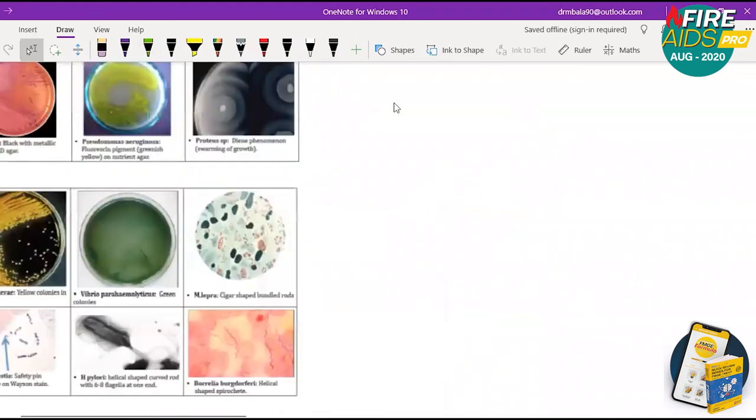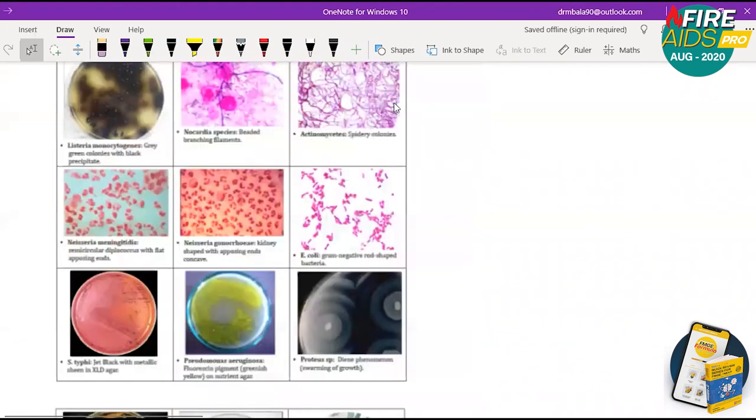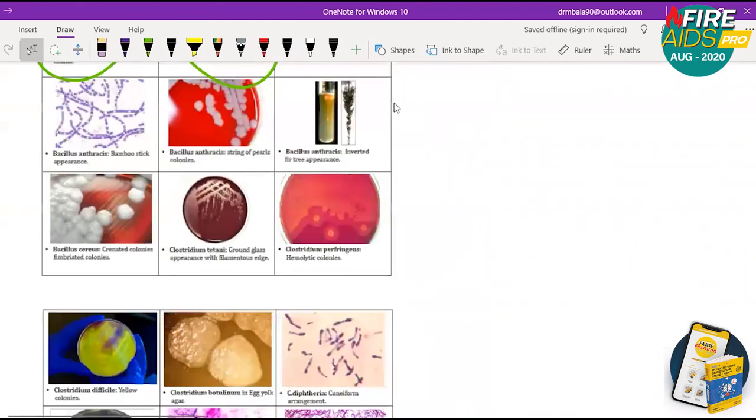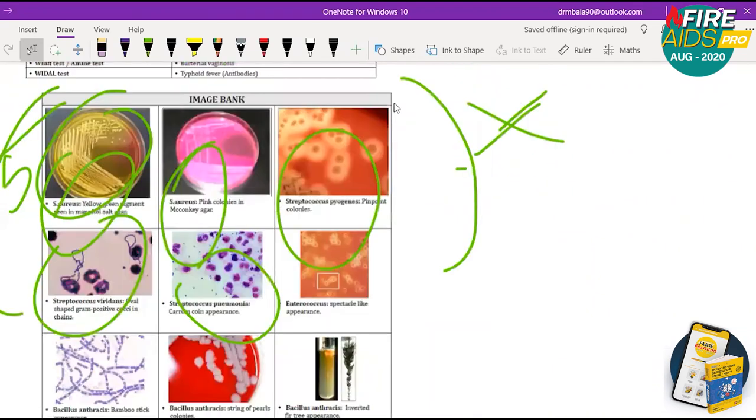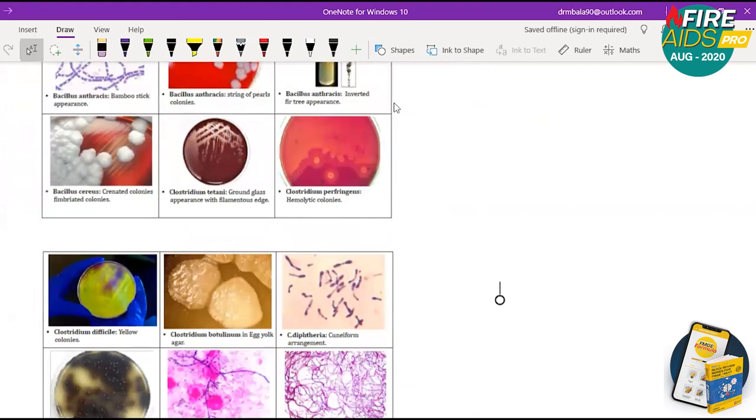In this section, I'm going to tell you only 5 images that have appeared, and they are very, very essential for you. The rest is up to you to read. The first important image is the cuneiform arrangement, or Chinese letter pattern, in Corynebacterium diphtheriae. This is the first important image-based MCQ I want you to focus on.